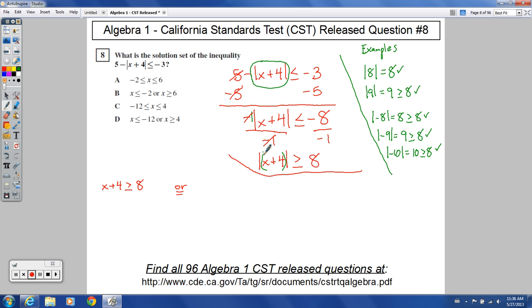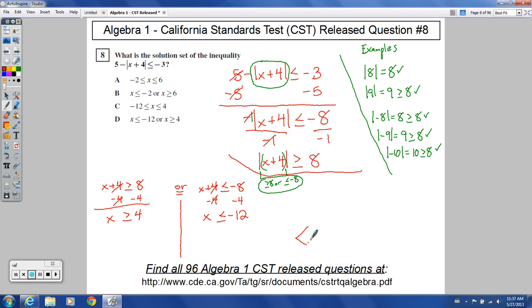And so I could have this whole chunk being either greater than or equal to 8 or less than or equal to negative 8. If that's true, it's going to give me a valid solution to this inequality. So I have x plus 4 greater than or equal to 8, or x plus 4 less than or equal to negative 8. I'm going to solve these two separately. If I subtract 4 from both sides, I get x is greater than or equal to 4. Over here, subtracting 4 from both sides, x is less than or equal to negative 12.